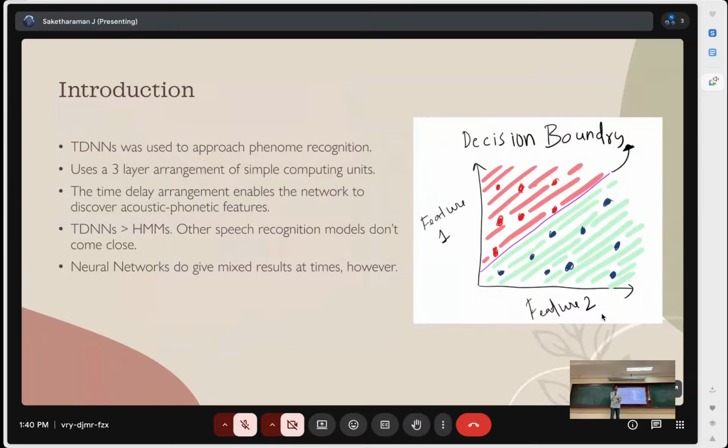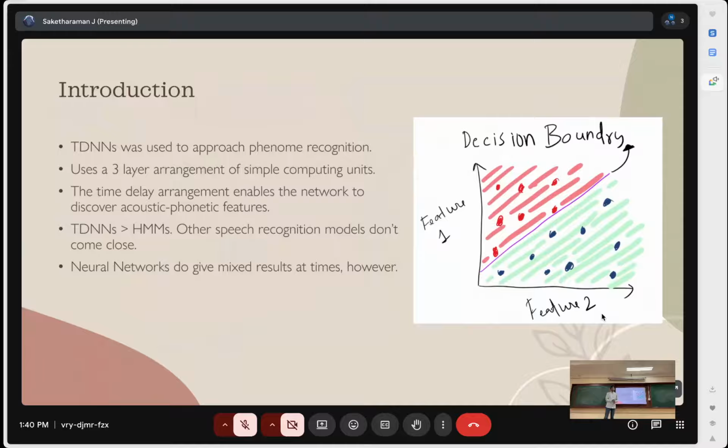This three-layer arrangement allows it to form decision surfaces. Basically, if you have, say, the letter A in the audio input, all the A's will be grouped together on one side of the feature space, and all the other letters, say B, will be grouped on the other side, which is divided by a decision boundary. The time-delay networks enable the network to discover acoustic phonetic features. Acoustic features are the physical features like frequency and volume that the audio has, and phonetic features are features like how the word sounds when you put two letters together, and such features.